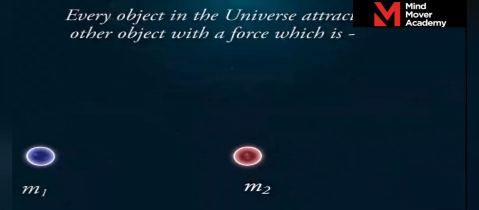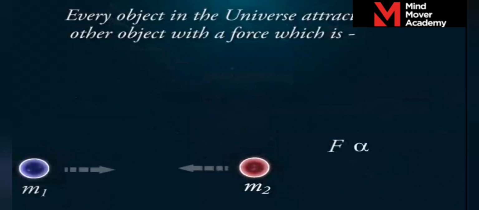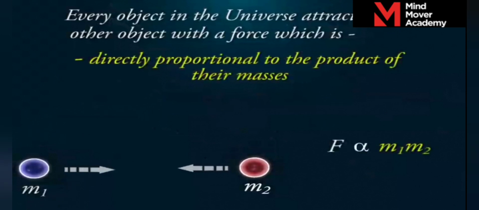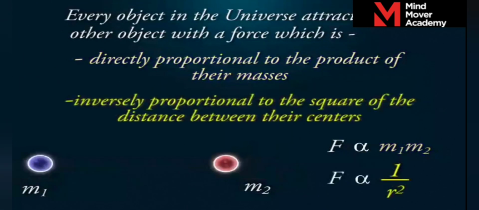Newton's Universal Law of Gravitation: Every object in the universe attracts every other object with a force which is directly proportional to the product of their masses and inversely proportional to the square of the distance between their centers. The direction of the force is along the line joining the centers of the two objects.